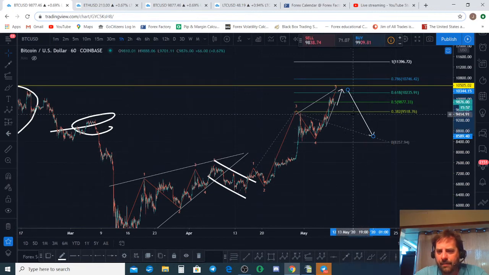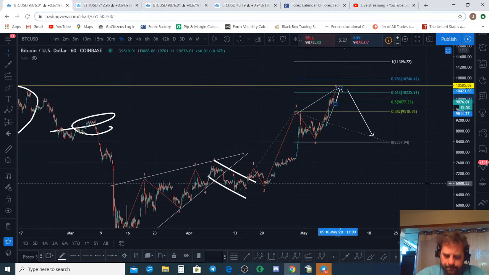And that fits a time frame also. That fits a time frame for the halving. Okay, that's what I got.